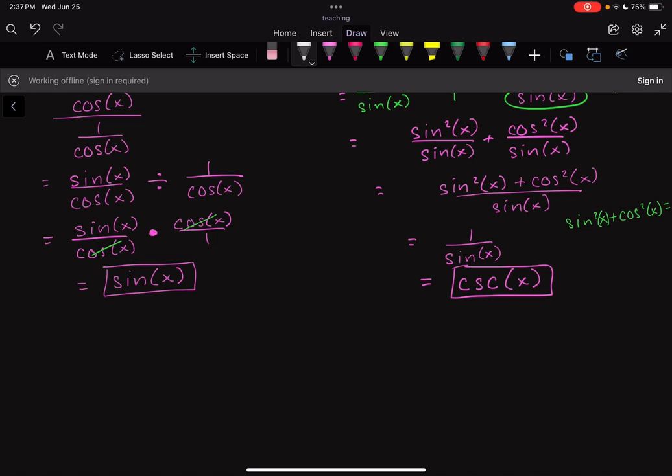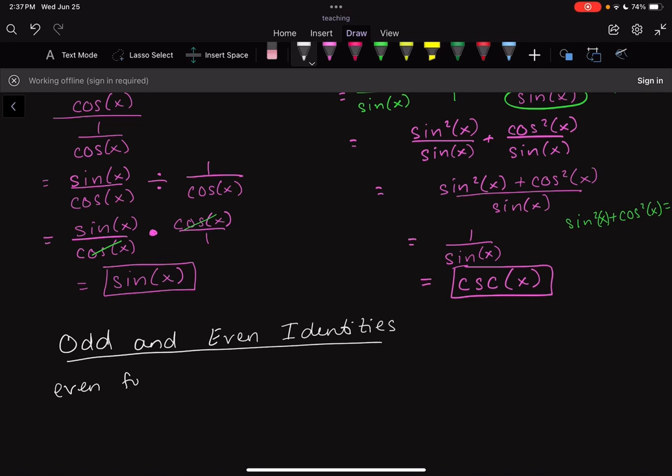So our last little subtopic is odd and even identities. You may remember this, you may not. There's something called even functions and odd functions. An even function says that if you plug in a negative value of x, you'll get the same result as if you plugged in a positive value of x.